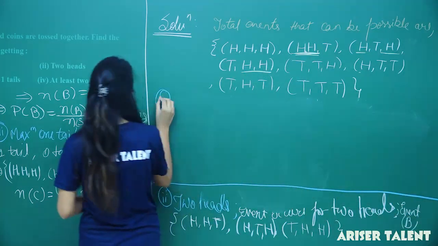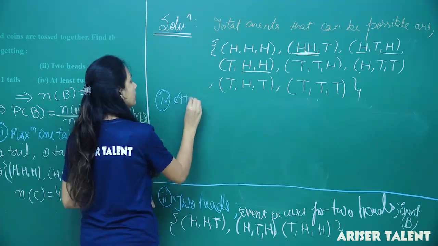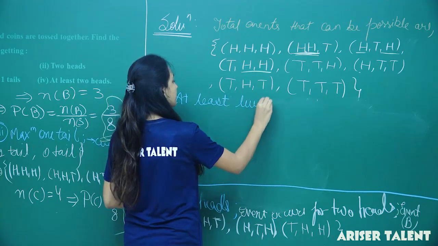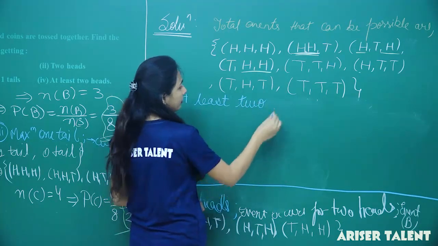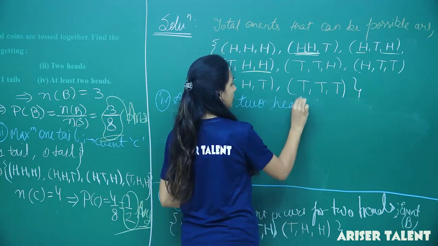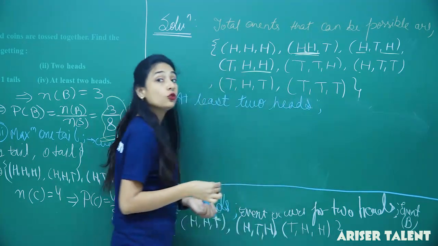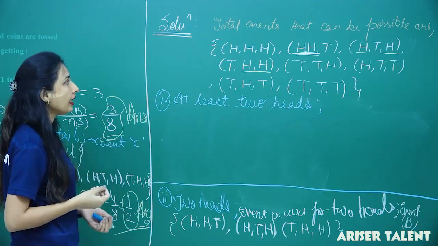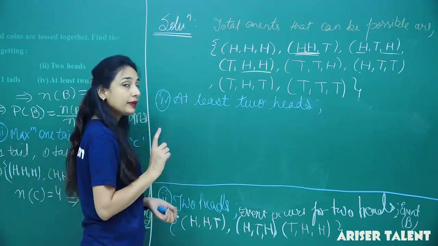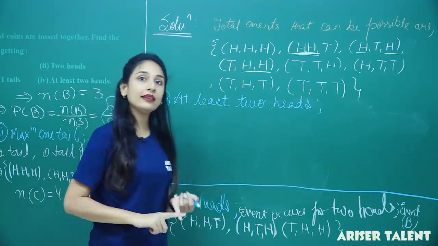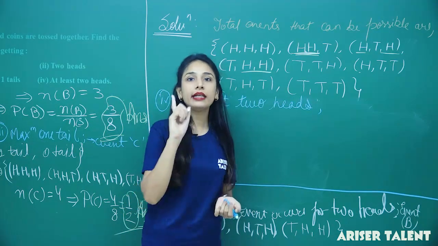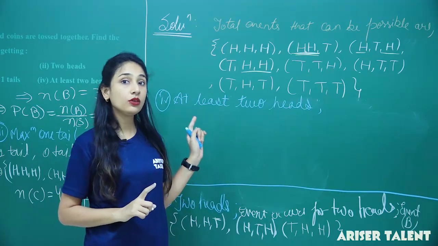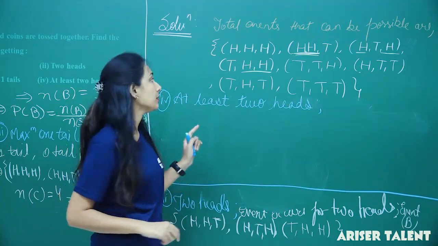So this fourth portion, at least 2 heads. At least what? 2 heads. Okay. If I am talking about at least 2 heads, that means 2 heads is necessary, 3 heads can be good. There is no problem having 3 heads, but 2 heads are important.